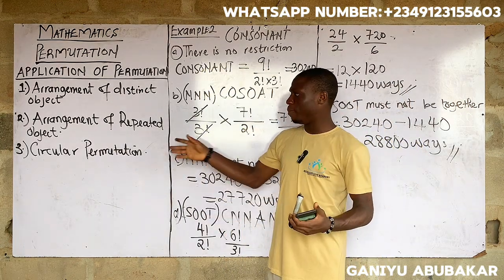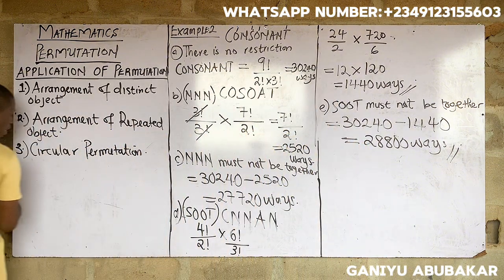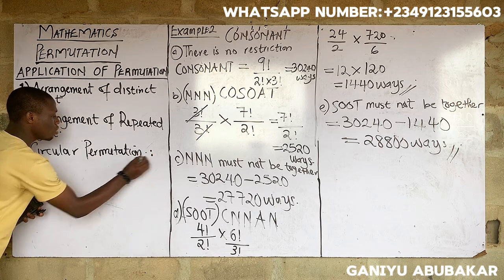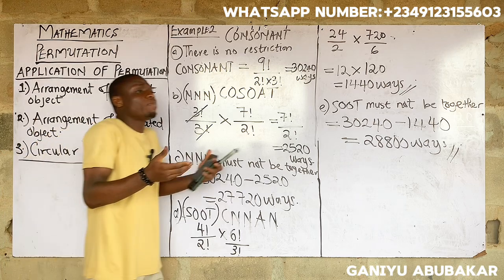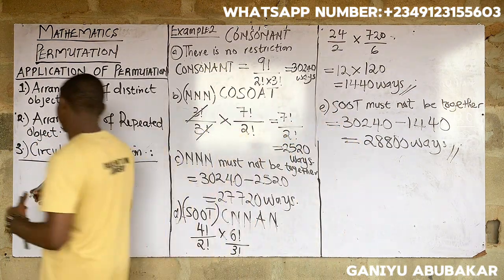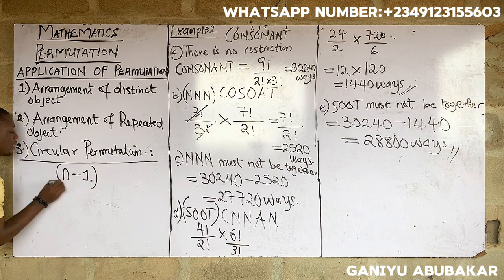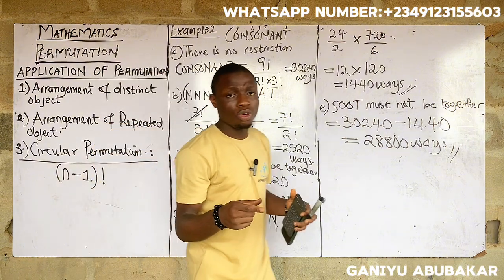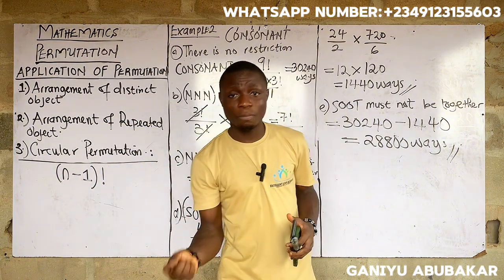Let's do the last application and we're off. The last application there is called the circular permutation. For circular permutation, it has a formula. The formula is given by (n minus 1) factorial. What does it mean? If I'm given any n value, I must subtract 1 from it, then take the factorial of that number. That's all.